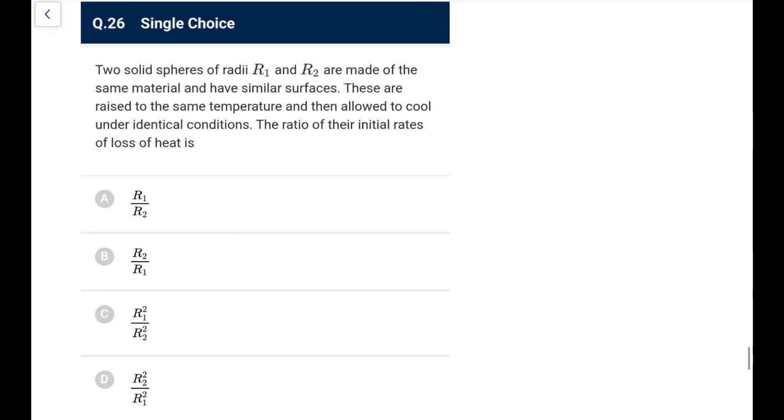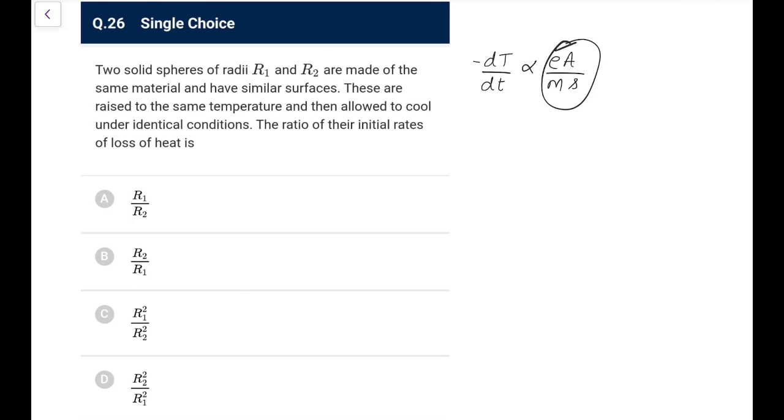Two solid spheres of radii R1 and R2, made of the same material with similar surfaces, are raised to the same temperature and then allowed to cool under identical conditions. The ratio of their initial rates of loss of heat is going to be? So going by the general law, minus dT by dt is proportional to EA by ms. That you always remember, this is proportional to EA by ms. Temperature is the same, so the rest are all the same.